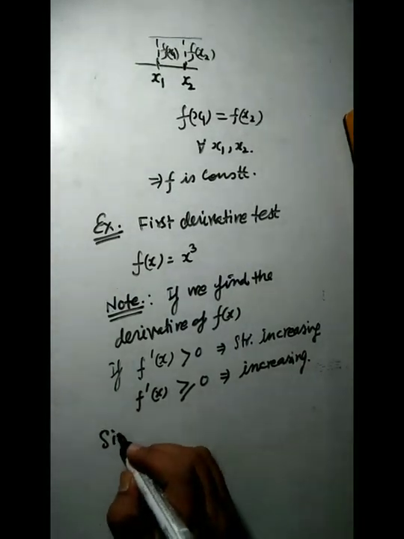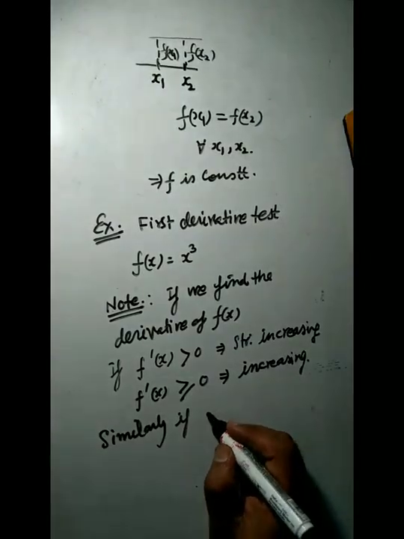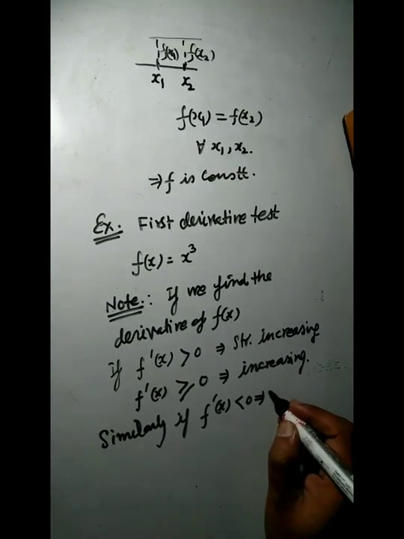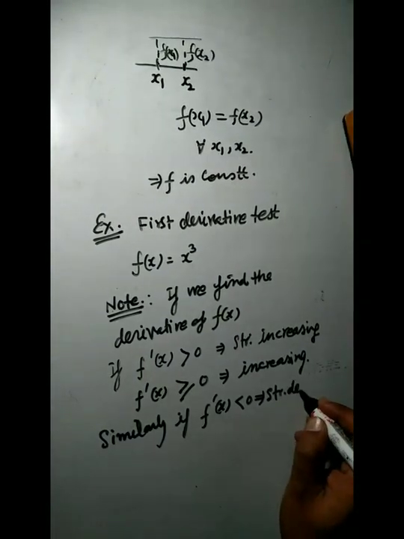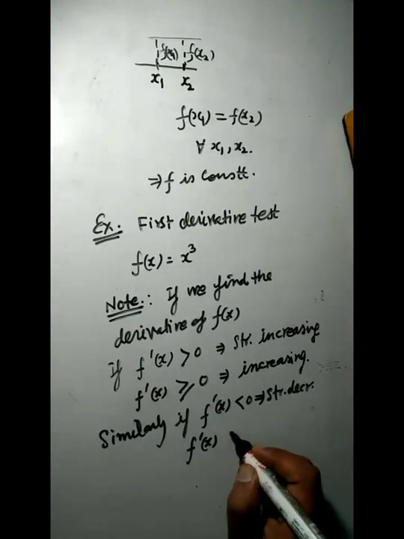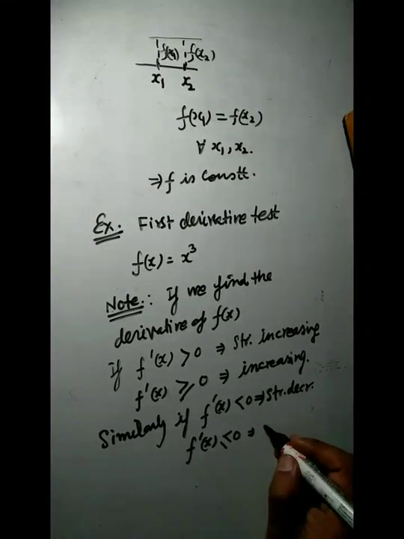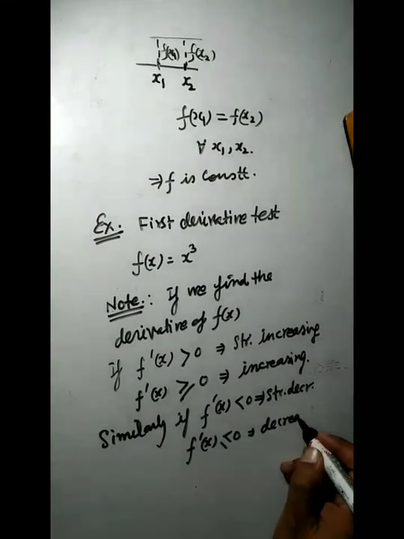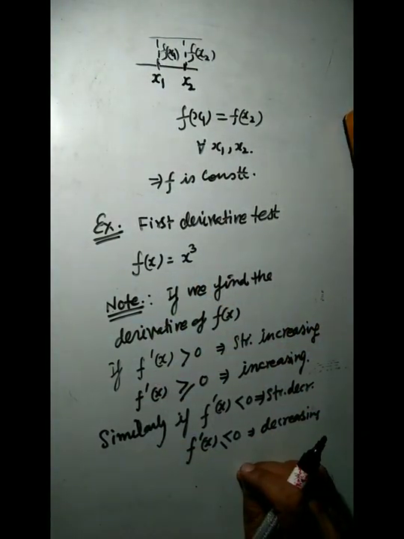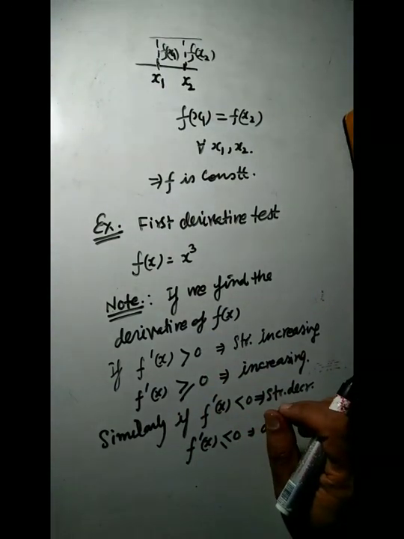Similarly, if f dash x is less than 0, function is strictly decreasing, and if f dash x less than equals to 0, function is decreasing. By using these things, derivative test, we will check the function is increasing.